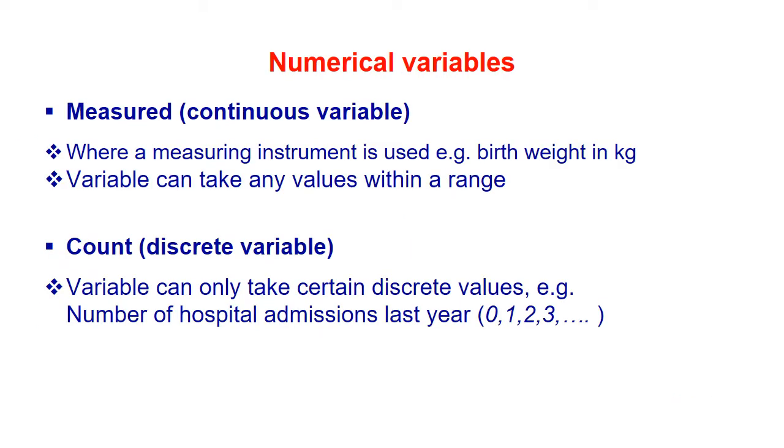In the previous session, we said that numerical data can either be measured, that is continuous variable, or count, that is discrete variable. Continuous variable takes any value in an interval. For example, weight can be any value between 40 to 100 kg for a given sample of people. Discrete variable only takes specific distinct values. For example, number of hospital admissions last year could be 0, 1, 2, 3, and so on.